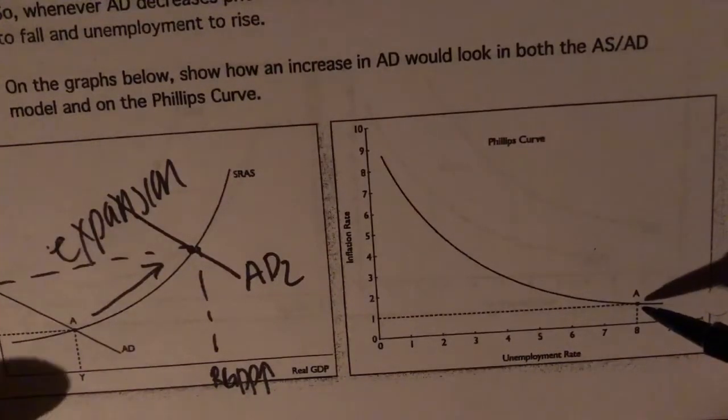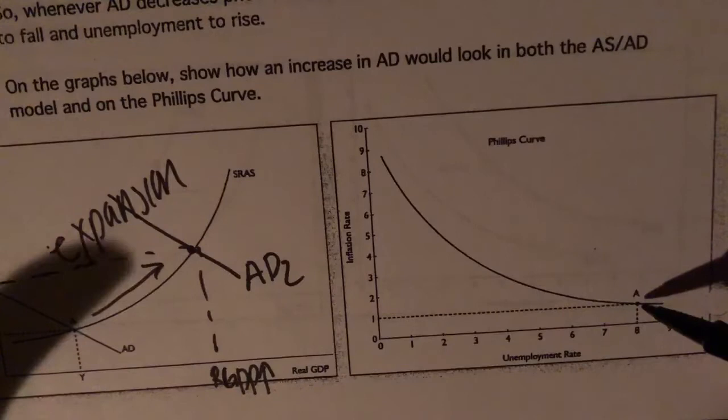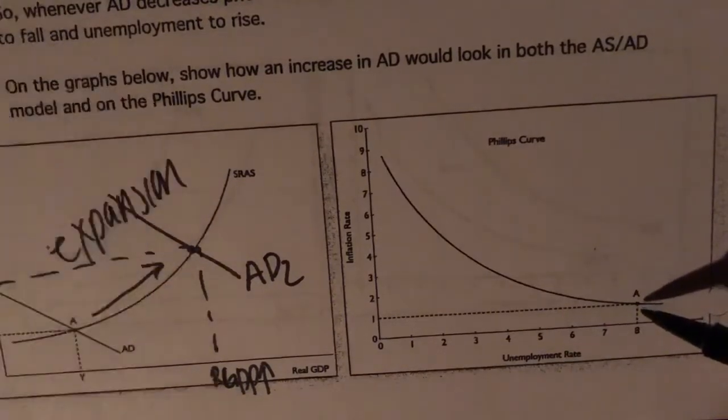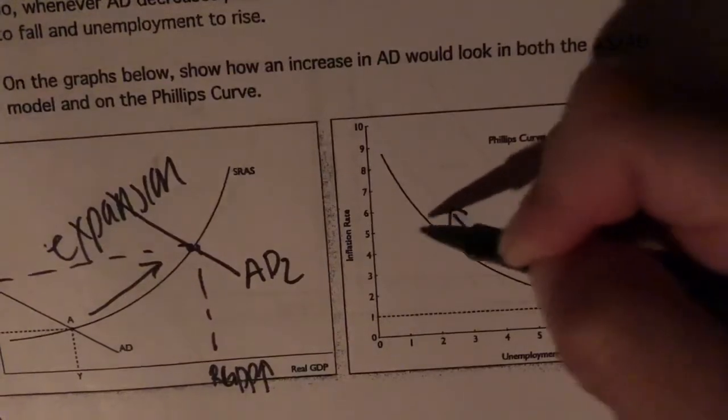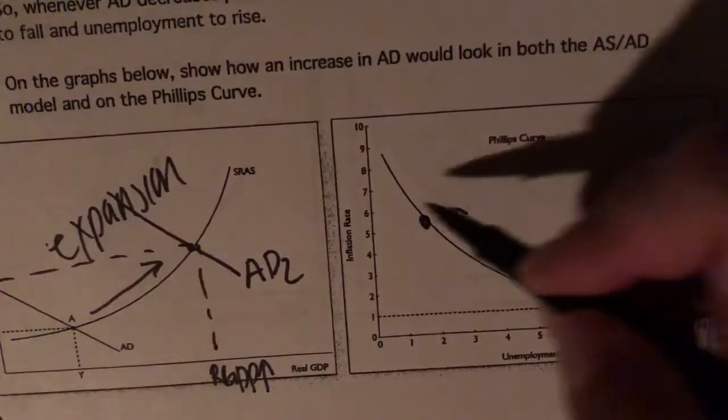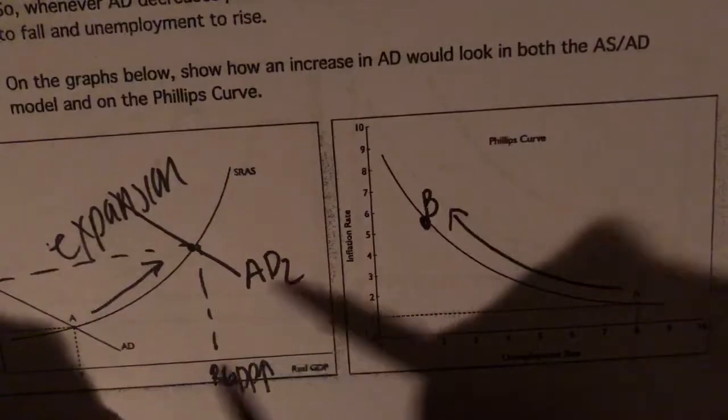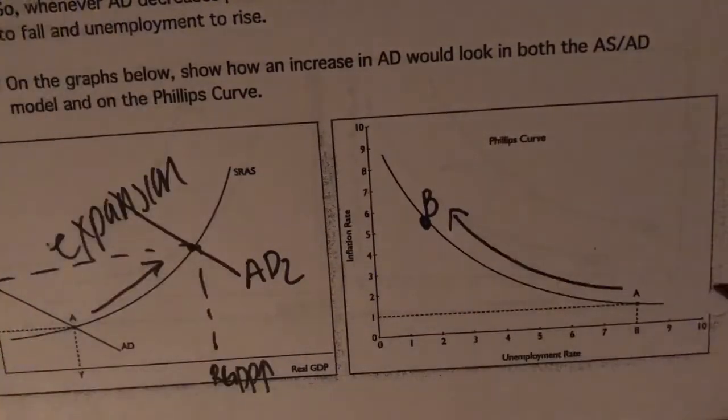Output is going to go up. People are going to have money. They're going to start demanding stuff. And all of a sudden, inflation's going to occur, right? And here's point B. Do we see how they are the inverse of each other?